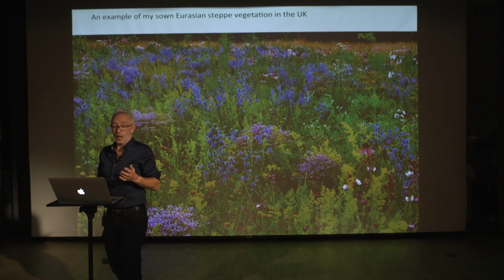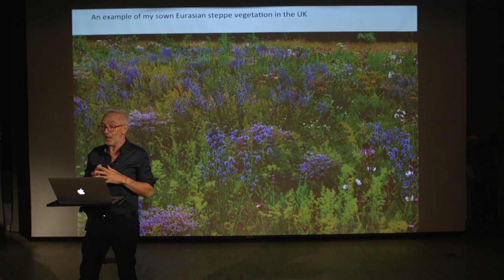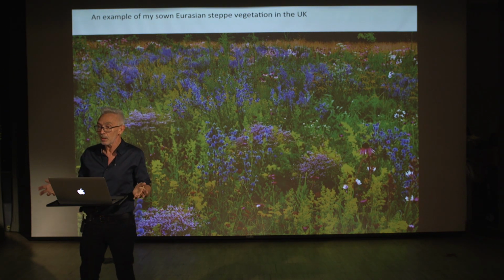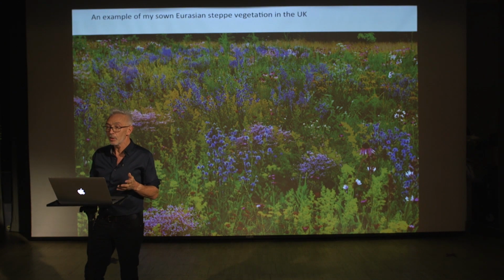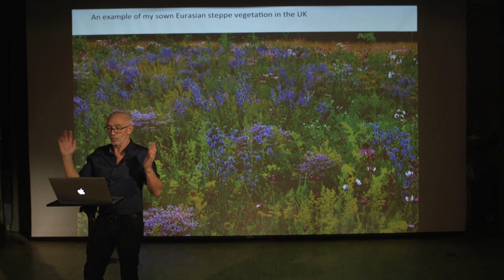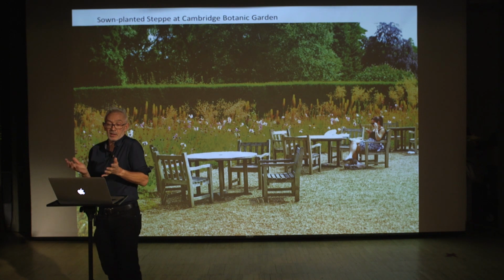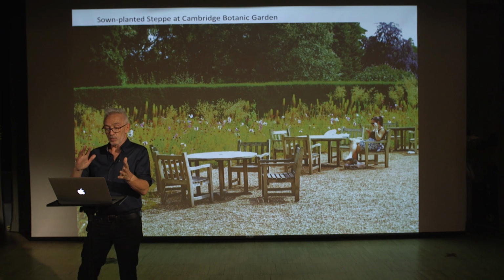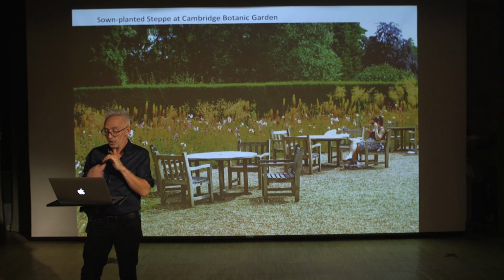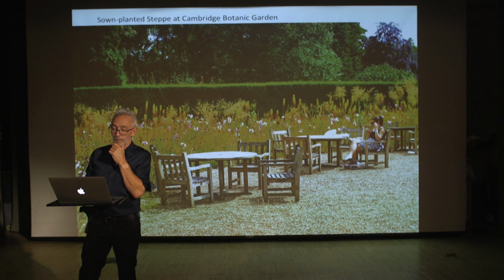So for example, I've used these sorts of ideas. This is sort of like Eurasian steppe vegetation in Britain, made by sowing. And when I show you a picture, if it's not made by me, I'll tell you. So I won't have to say every time made by me, but it's all sort of part of my work. Or on a smaller scale, here's Cambridge Botanic Garden, just some dry, multi-species steppe-like vegetation, again made by sowing. We didn't sow the Eremuris, it's too hard, but everything else is sown.